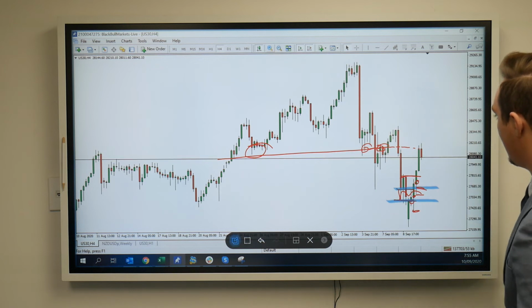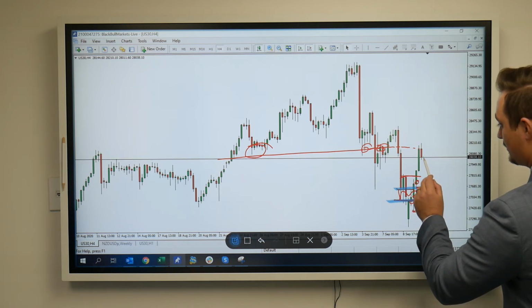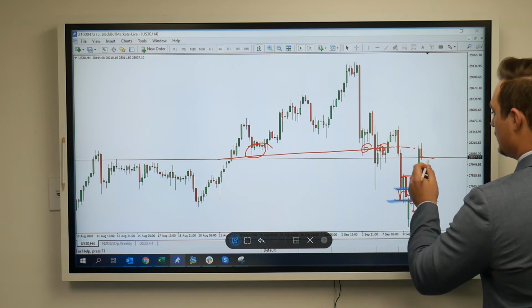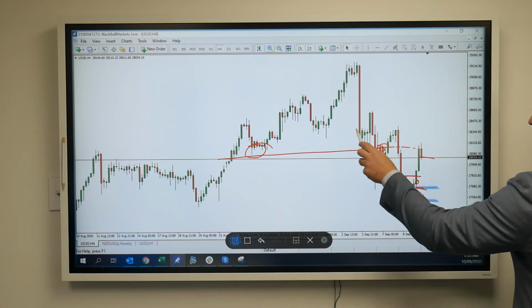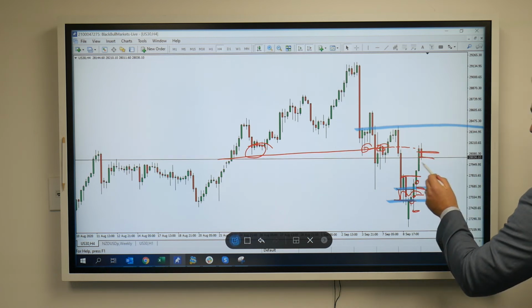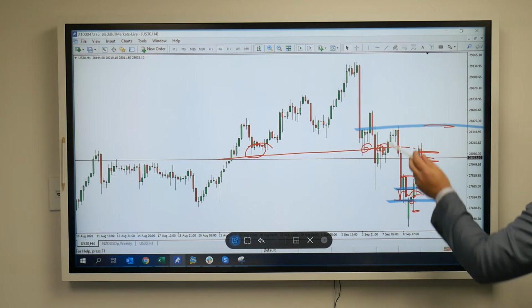Now what we're looking for in this other section is a potential rejection of this wick to push further higher. If you're looking for these short-term trades, you need to look for targets that are a bit closer and your stop losses to be smaller. So if you're looking for entries, your stop loss is obviously closer, and you have to have that take profit.